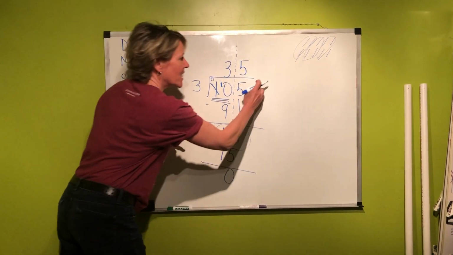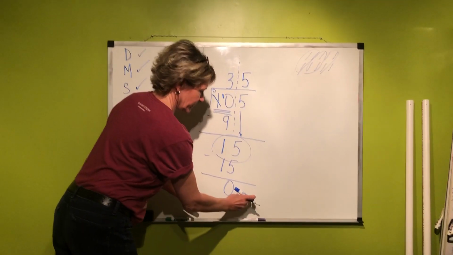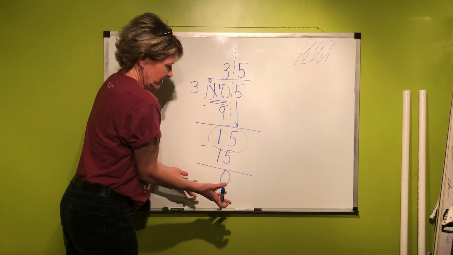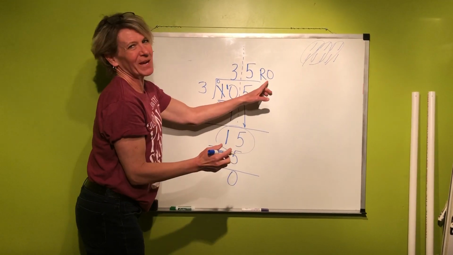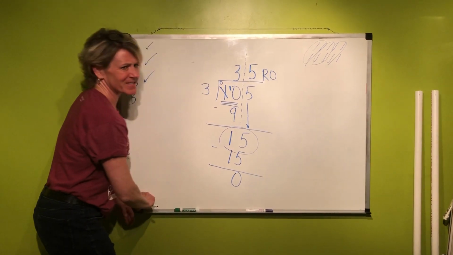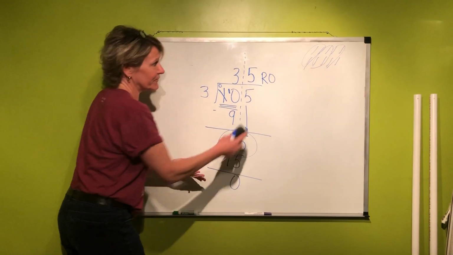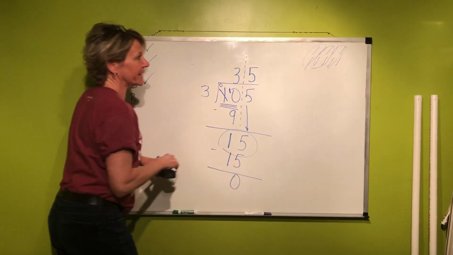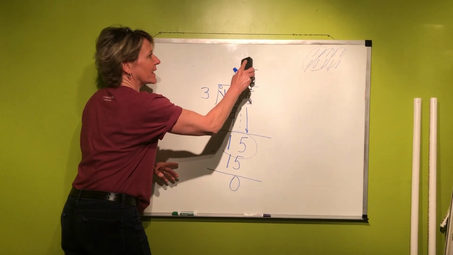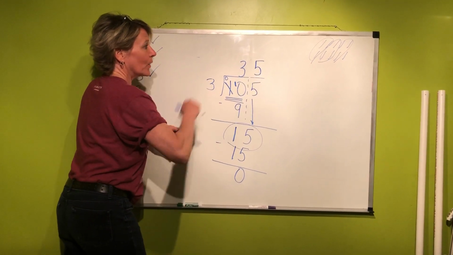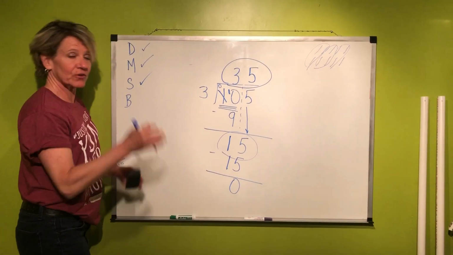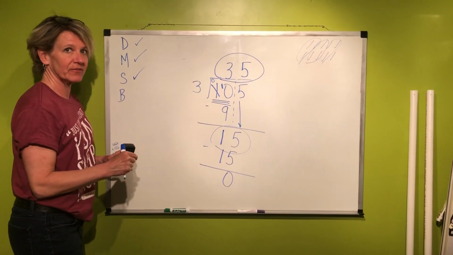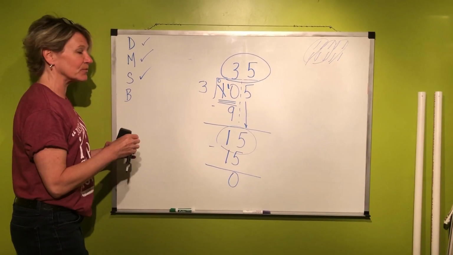Bring down. There's nothing more to bring down. There's no remainder. Remember how we said remainder 0 isn't necessary? If nothing is left over, you don't have to say remainder anything. And if I didn't draw my dotted line in here like that, we could circle the quotient. Our final answer, lock it in, is 35. This is the long division review.